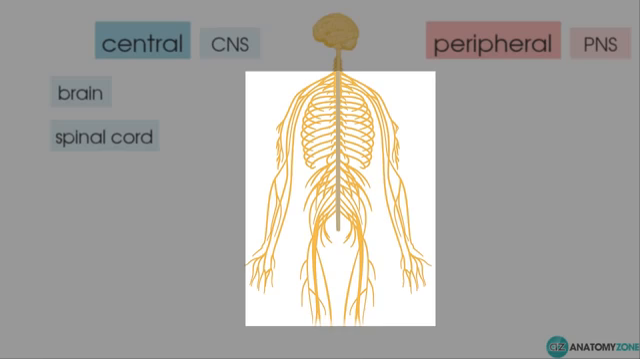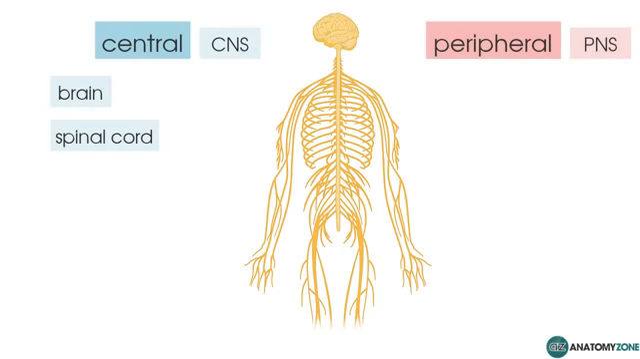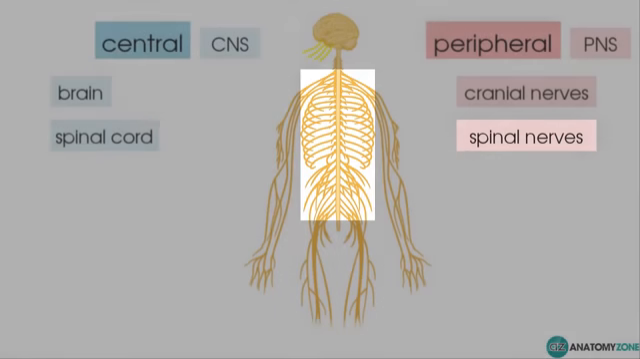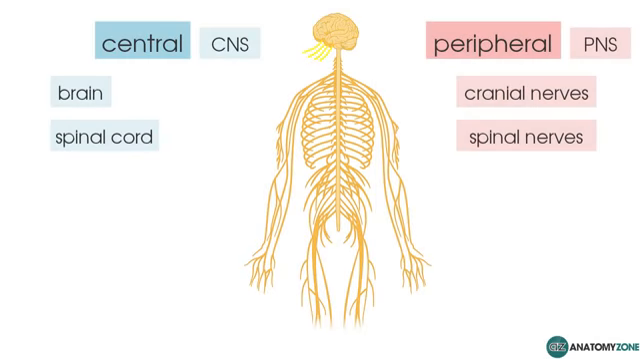So the PNS consists of nerves which attach to the brain and to the spinal cord. The nerves which connect to the brain are known as cranial nerves, and I'm just drawing these on here because they're not represented in the diagram. The cranial nerves are mostly part of the peripheral nervous system. And then you can also see these nerves coming off the spinal cord. These are called spinal nerves, and these are also a part of the peripheral nervous system. So the cranial nerves, the spinal nerves, and all their branches are part of the peripheral nervous system.